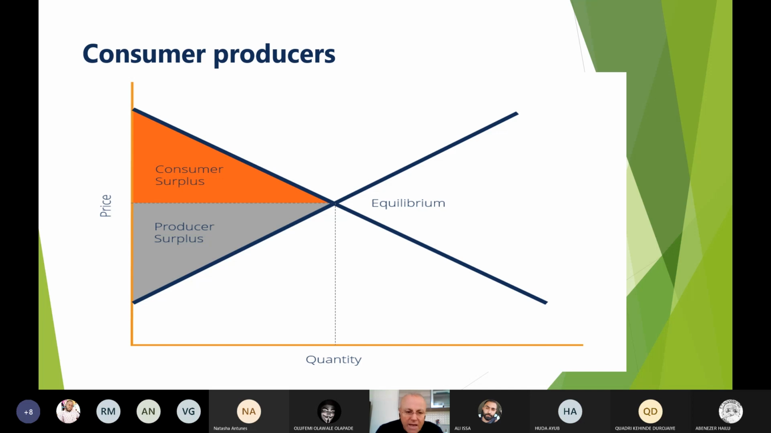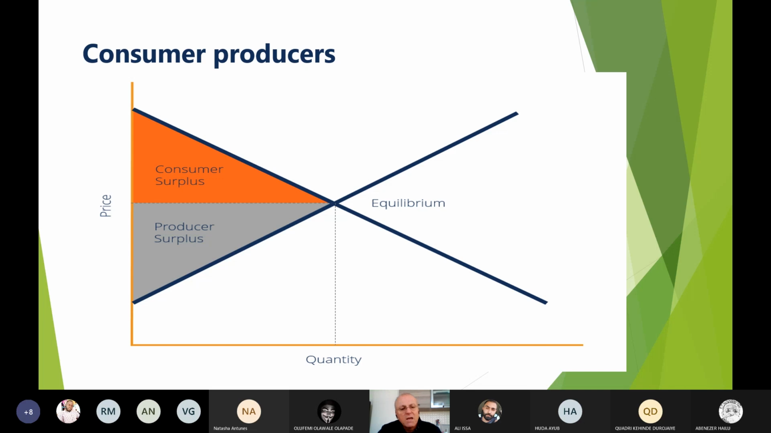If you subtract the equilibrium price from the highest price where this blue demand curve intersects the vertical price axis, you will get the vertical line, the height of the triangle. This is multiplied with the base, where the amount of the quantity is. Then it's divided by 2, which will give you the amount of the consumer surplus.